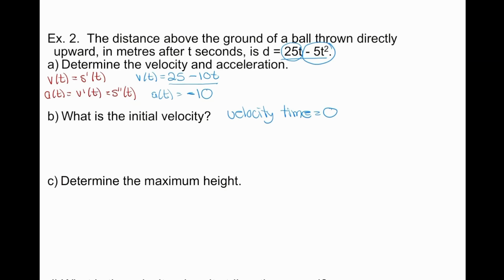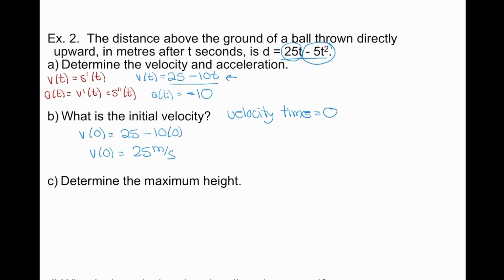So I'm simply going to use my velocity equation, this one here. So I want to know the velocity when time is equal to 0. Well, that's 25 minus 10 times 0. So my initial velocity will be 25 meters per second.